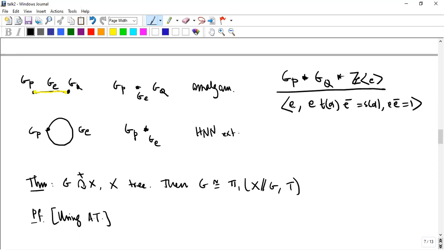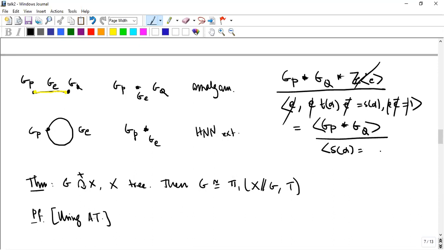But you're already quotienting by E, so this goes away, clearing the numerator and denominator. And after E goes away, these two things also go away. So what you have is GP star GQ by S alpha equal to T alpha for all alpha in GE, right? And that's exactly the amalgam.